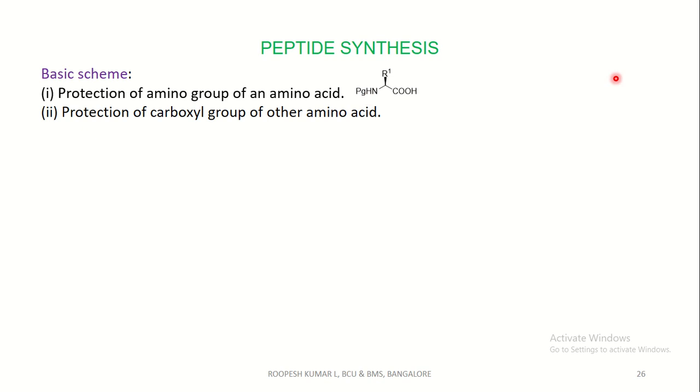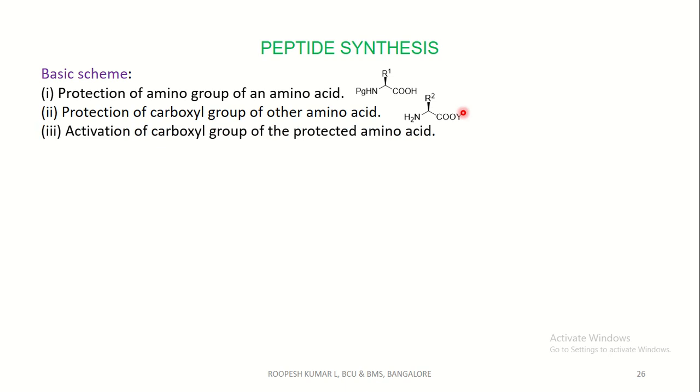Coming to the next step, protection of carboxylic group of other amino acid, that is the second amino acid. That is, the carboxyl group of the second amino acid has been protected. Coming to the third step, activation of the carboxyl group of the protected amino acid. This is the N protected amino acid. This you should activate it. That is, the carboxyl group of the protected amino acid has been activated.